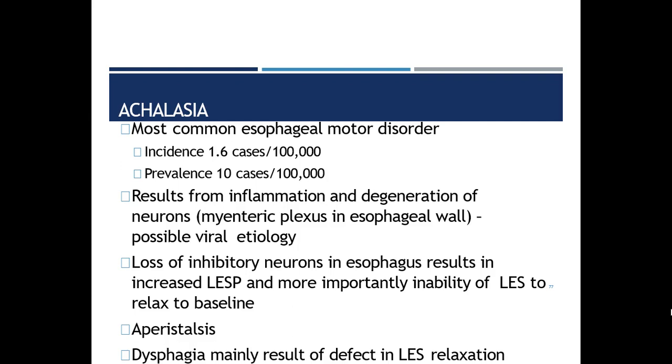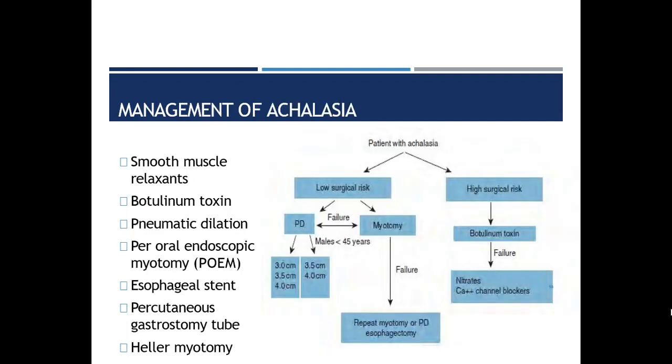Now if you remember, this achalasia is like Hirschsprung's disease in the anal canal. So dysphagia is mainly the result of the defect in lower esophageal sphincter relaxation. The patient's sphincter will be unable to relax and give way to the food bolus downstairs. That is achalasia. So how do you manage achalasia?